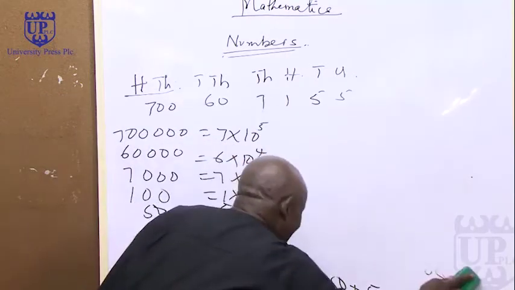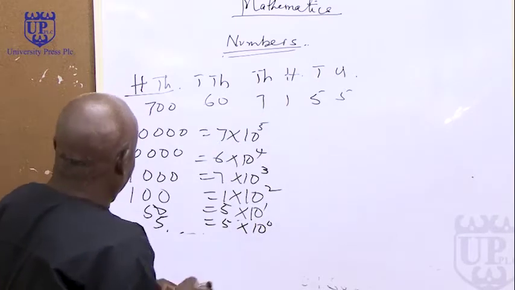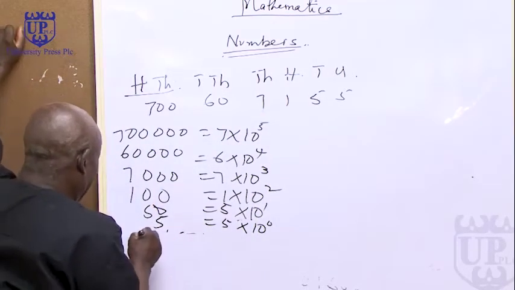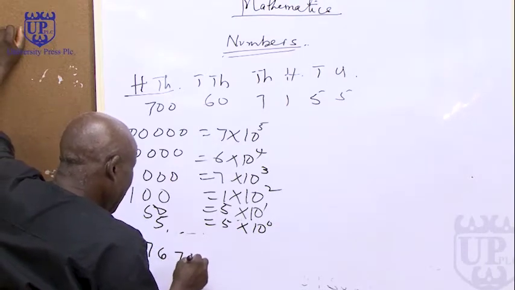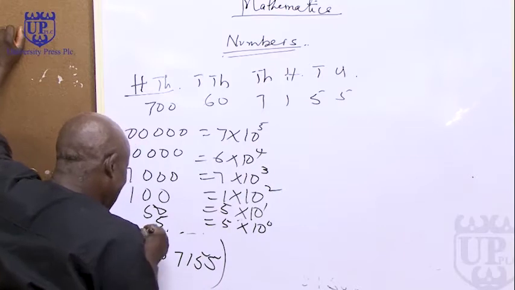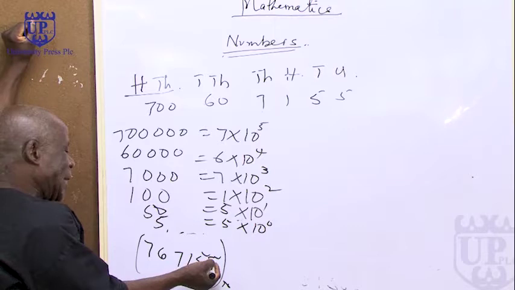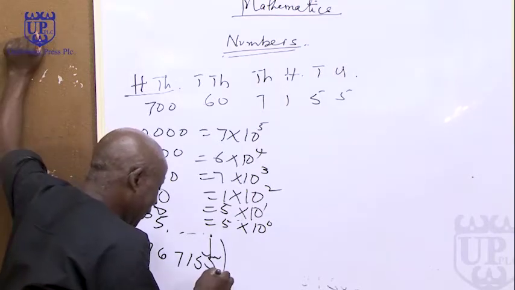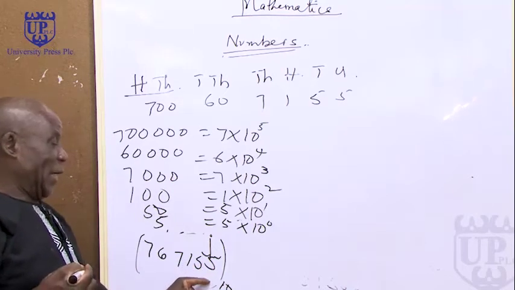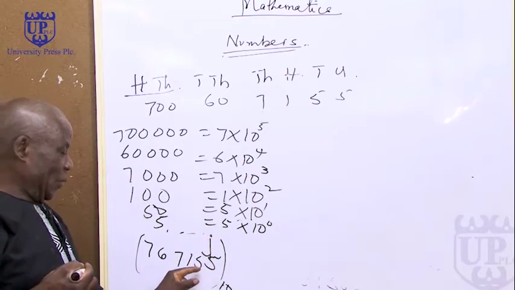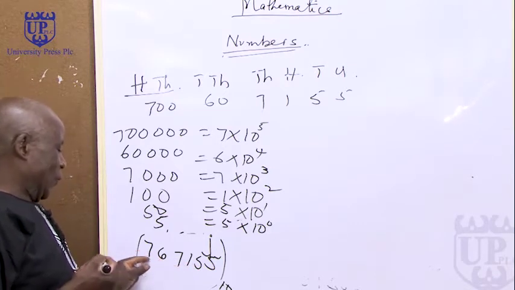76. Now, going through this, it is nothing but 767155 in bracket 10. We normally take this one as the beginning. Okay, we normally start from the first one here as the origin. This is 1 2 3 4 5.